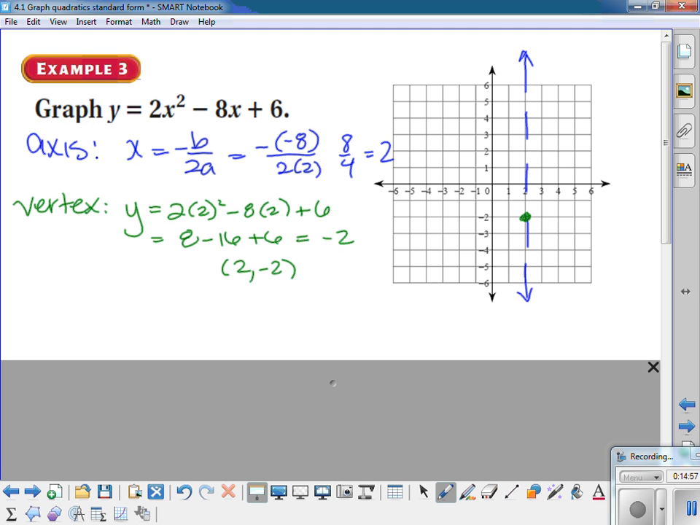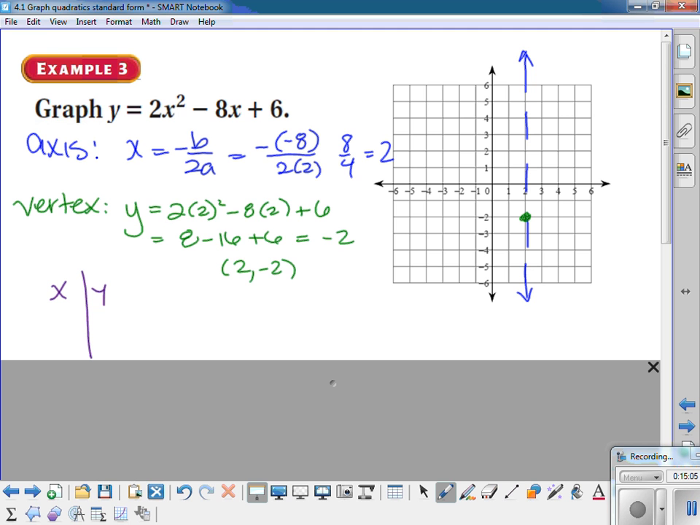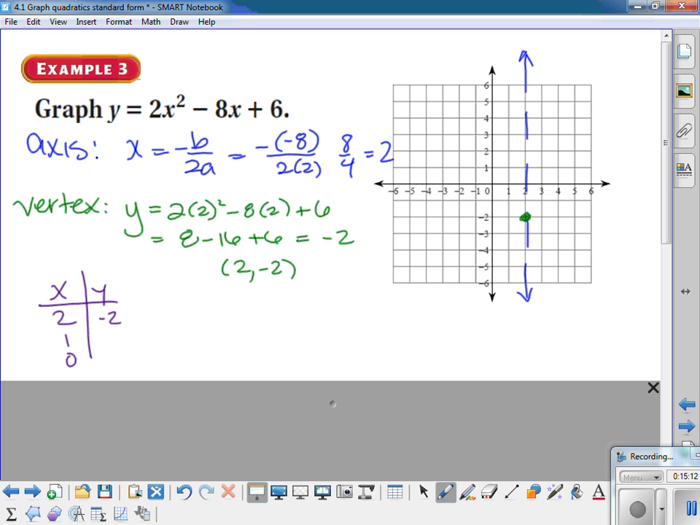So my vertex is at (2, -2). And then I just have to come up with 2 more values on one side, and then I can use the axis as a mirror. So we already got (2, -2). I can also put in 1 and 0 and see what I get for y. If I put in a 1, I'm going to get 2 times 1 is 2, minus 8 times 1 is 8, plus 6. So that's negative 6 plus 6, which equals 0.